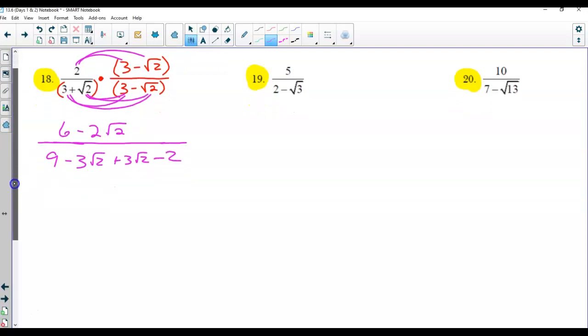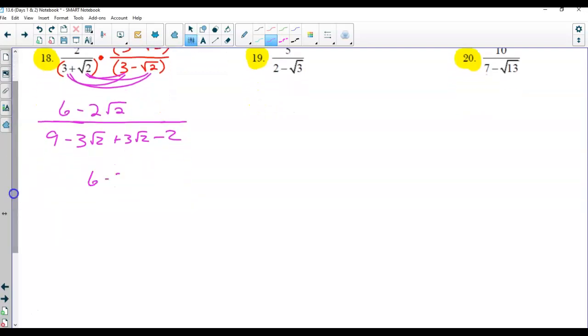And then I'm like, ooh, isn't that nice? I get 6 minus 2 root 2 in the top. And I see 9 minus 2 gives me 7. And these guys get rid of my root.